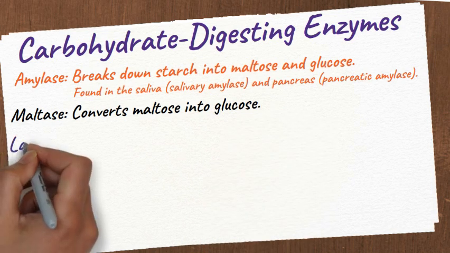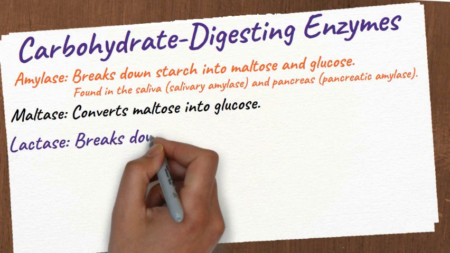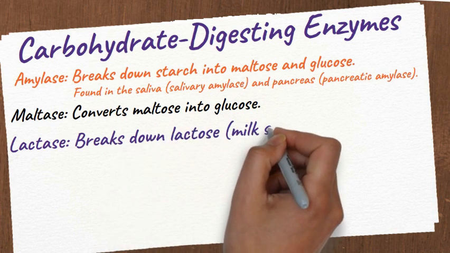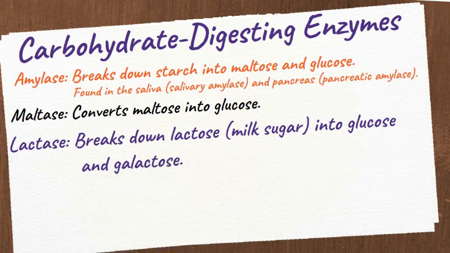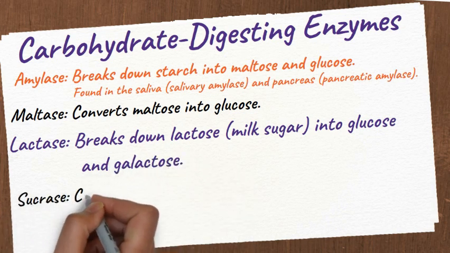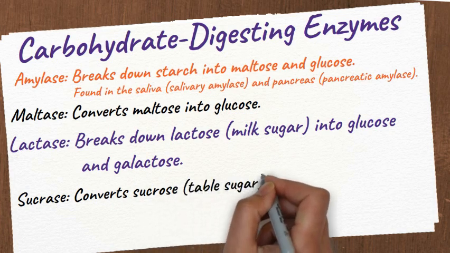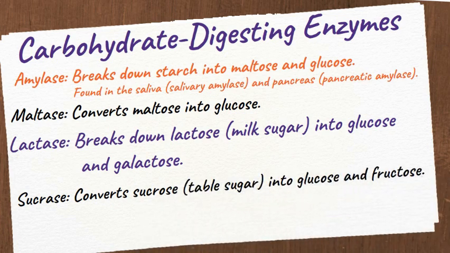We have lactase, which breaks down lactose, that is milk sugar, into glucose and galactose. Finally, we have sucrase, which converts sucrose, that means your regular table sugar, into glucose and fructose.